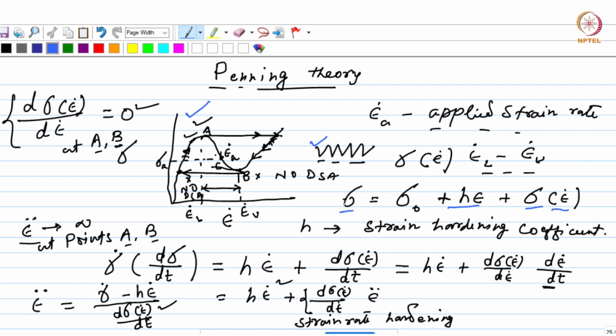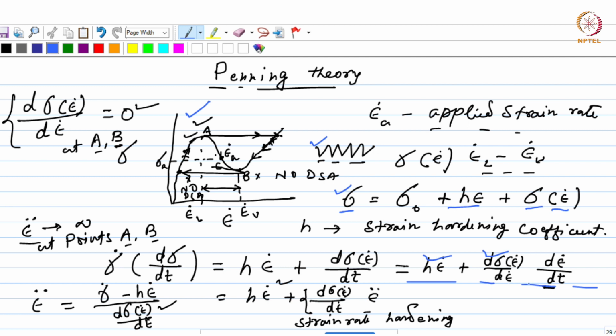So if you now differentiate this particular equation with respect to the time t, then you would get this particular equation over here, right? So this is the strain hardening component, as I said, and this one is the strain rate hardening, right? Because that is what right now we are talking about, as to how the stress would vary as you change the strain rate. Okay, so that's your strain rate hardening component.